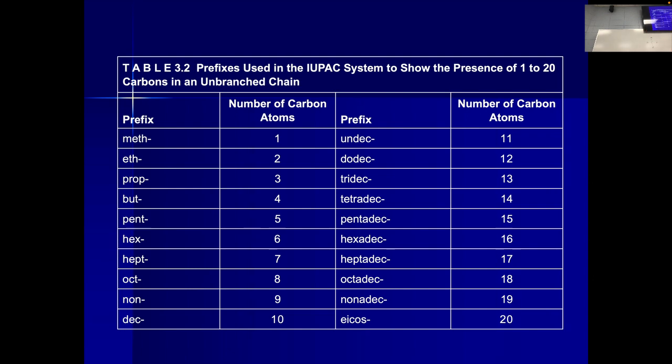Okay? So, what would the parent name be for something with 7 carbons? Pent. Or no, not pent. Did I say 7 or did I say 5? Seven. I said 7, so it's hept, right? I'm confused myself, I'm sorry. Okay?